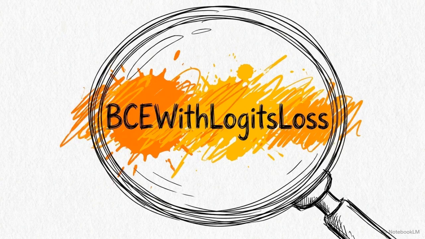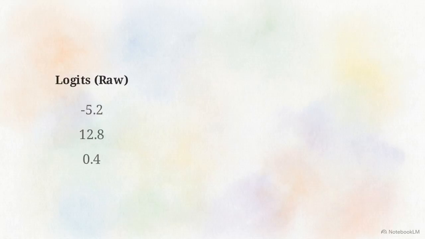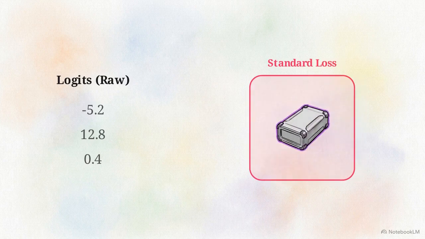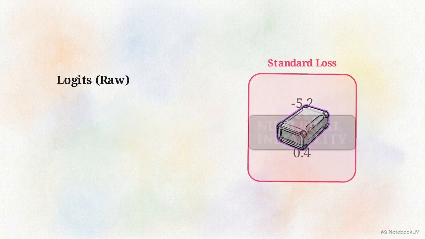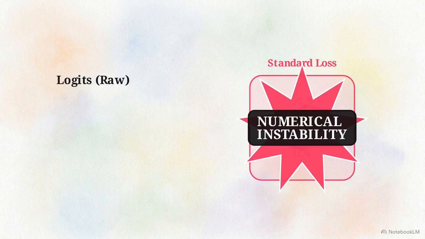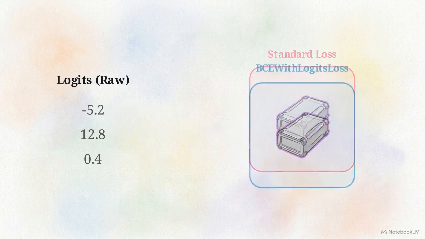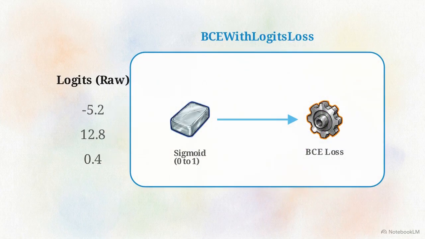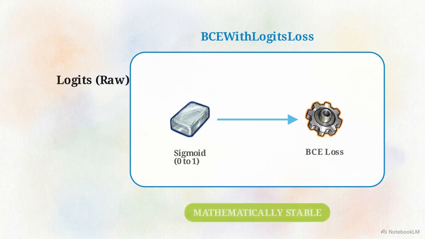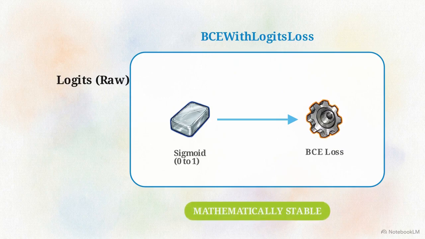First, we set our criterion. For this binary classification task, we are using BCEWithLogitsLoss. If your model outputs raw, unconstrained numbers, known as logits, feeding them directly into a standard binary cross-entropy loss will crash your training with numerical instability. BCEWithLogitsLoss safely combines the required sigmoid activation and the loss calculation into one mathematically stable step.